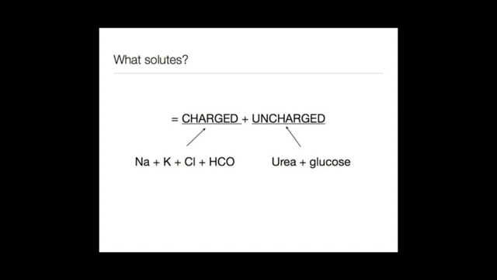Basically, we take all the charged molecules and all the uncharged molecules. The most important charged ones are sodium, potassium, chloride, and bicarbonate, and the most important uncharged ones are urea and glucose. Conveniently, as the number of anions, i.e. sodium and potassium, has to equal the number of cations, i.e. chloride and bicarbonate, we can have a final equation of twice the sodium plus the potassium plus the urea plus the glucose. And that's the important equation for osmolality.